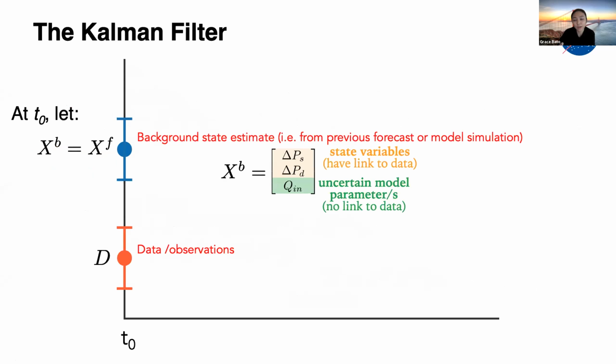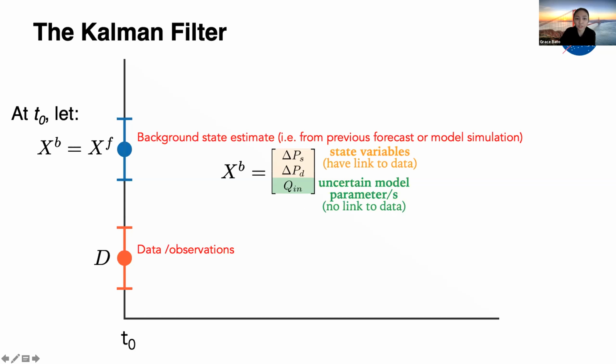So how do we practically implement the Kalman filter? We start by defining our state vector, XB. This state vector can be comprised of state variables. These are parameters that have a direct link to the data. They can be directly corrected by the data. And sometimes you also want to infer uncertain model parameters, and these parameters don't have a direct link to the data.